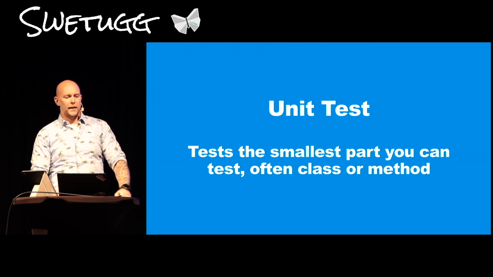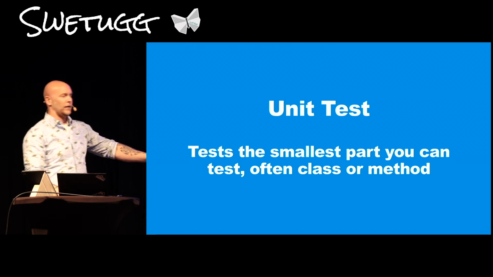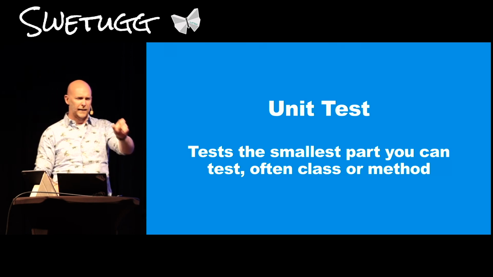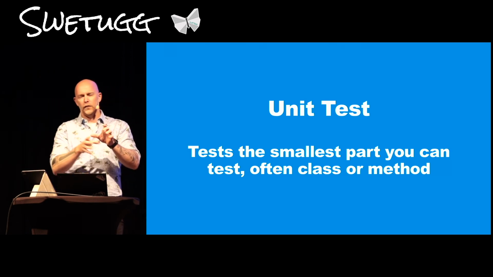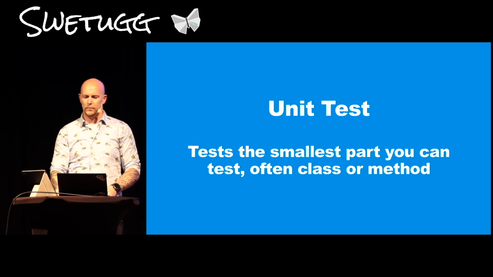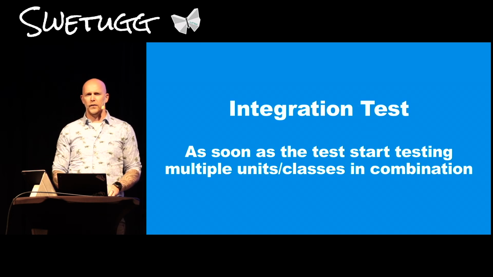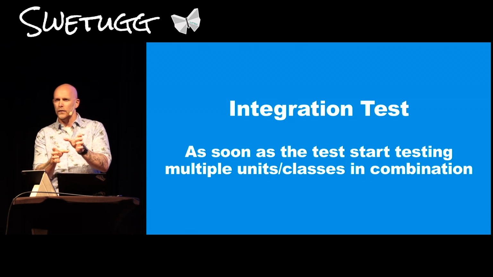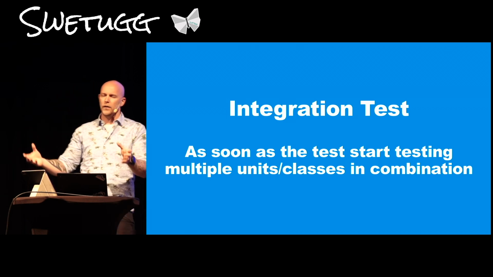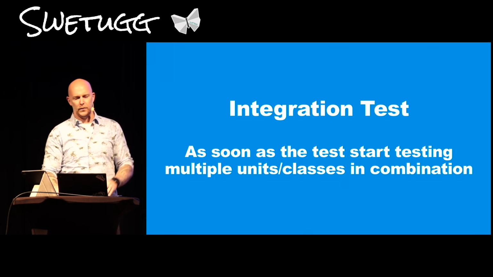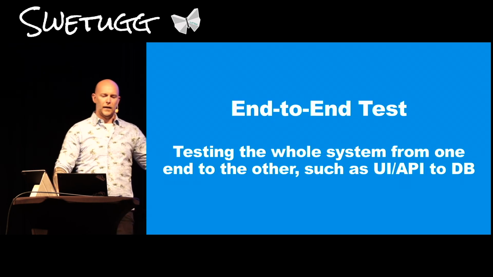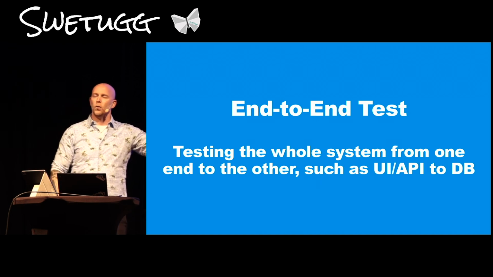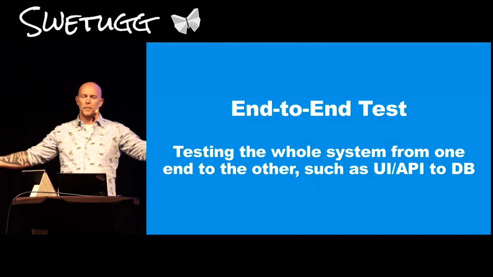Unit tests test the smallest part you can test, basically testing one class or even one method on a specific class. It's a tiny little thing that tests the specific functionality of that tiny little piece. Integration tests: as soon as you start combining multiple pieces, multiple classes, into a test, it becomes an integration test because it integrates two classes. And an end-to-end test is something that tests the system from basically the front end all the way down to the database. That would be my definition.